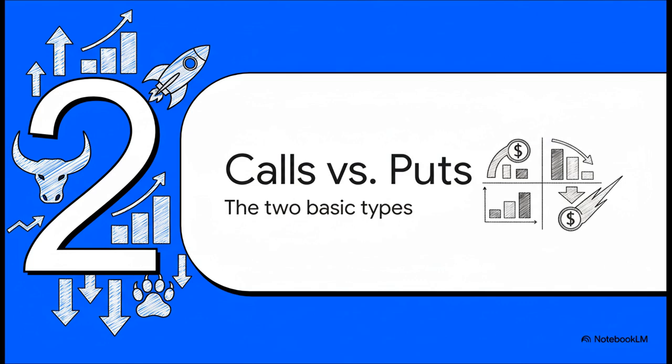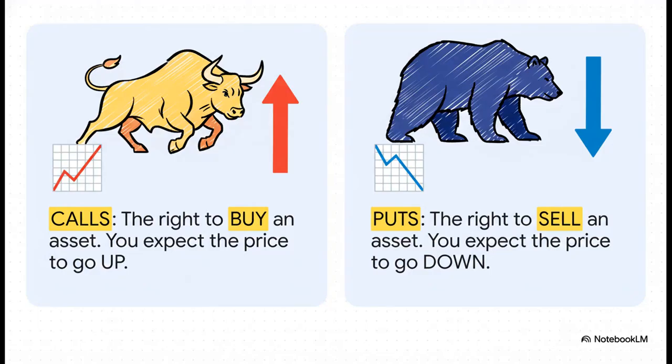Okay, so we've got the what. We know what an option is. Now let's look at the two basic flavors they come in, calls and puts. These are really the two fundamental choices you can make. And honestly, it's pretty straightforward. A call option gives you the right to buy. You'd use a call when you're feeling bullish, when you think the price is going to go up. A put option, on the other hand, gives you the right to sell, and you'd use a put when you're feeling bearish, when you expect the price to head down. Up or down, buy or sell, that's the basic split.